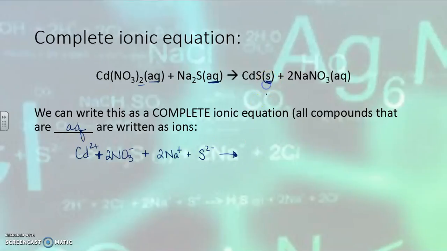Okay, this right here does not have an AQ after it, so guess what? It does not get broken up. We keep it like it is. And then this one, sodium nitrate, has an AQ after it. So we've got 2 sodium ions, and we've got 2 nitrate ions. And that's it. That was easy, right? Complete ionic equation. You take anything that has an AQ after it, and you break it apart into the ions that make it up.